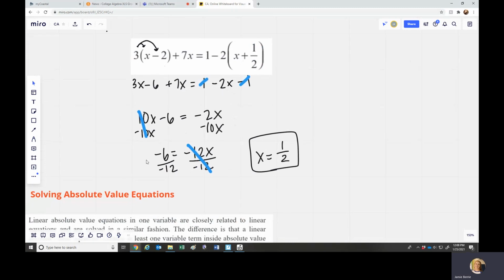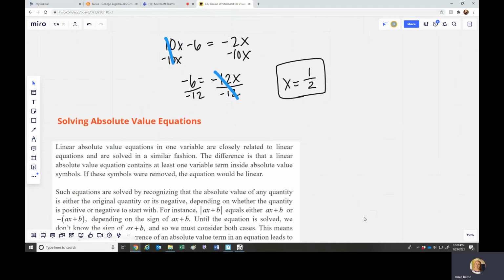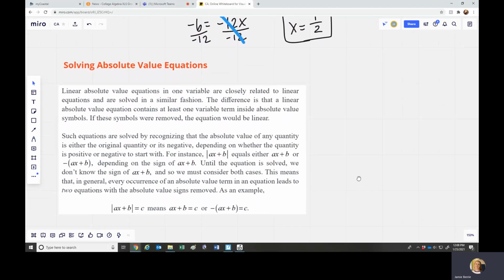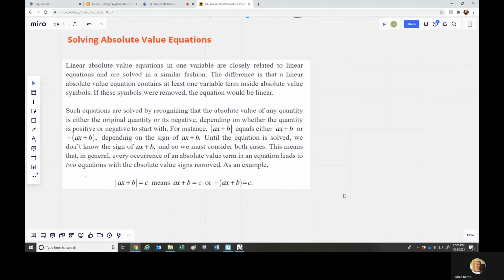All right, so that was the first half of section 1.6. The last half deals with solving absolute value equations. The reason they cover absolute value equations in this section is because they say that they are very closely related to linear equations and they're solved very similarly. So this is the important part right here. This is what I want you to be writing down.